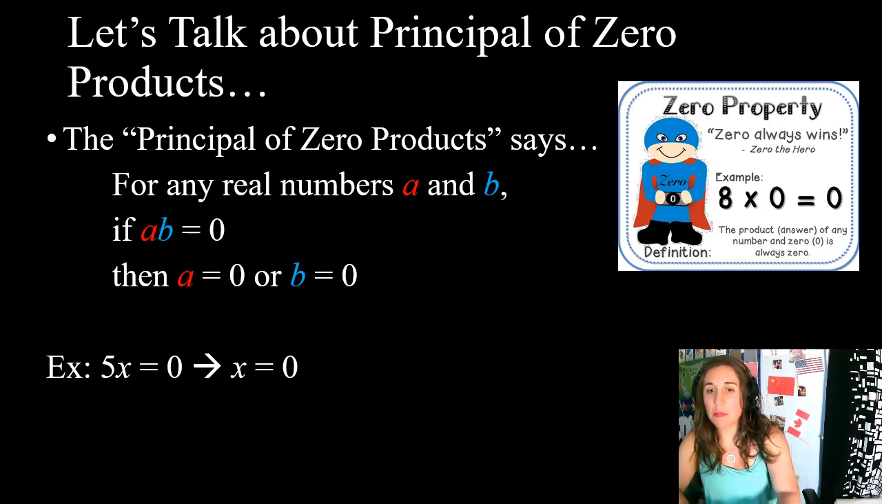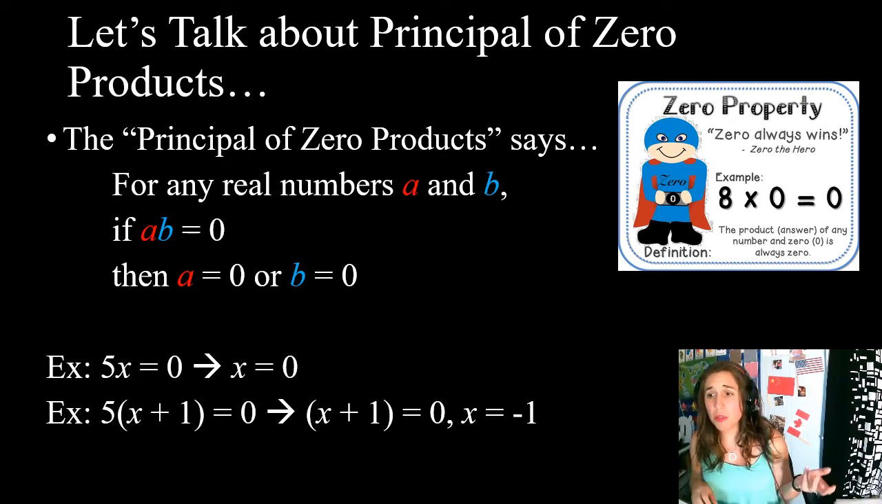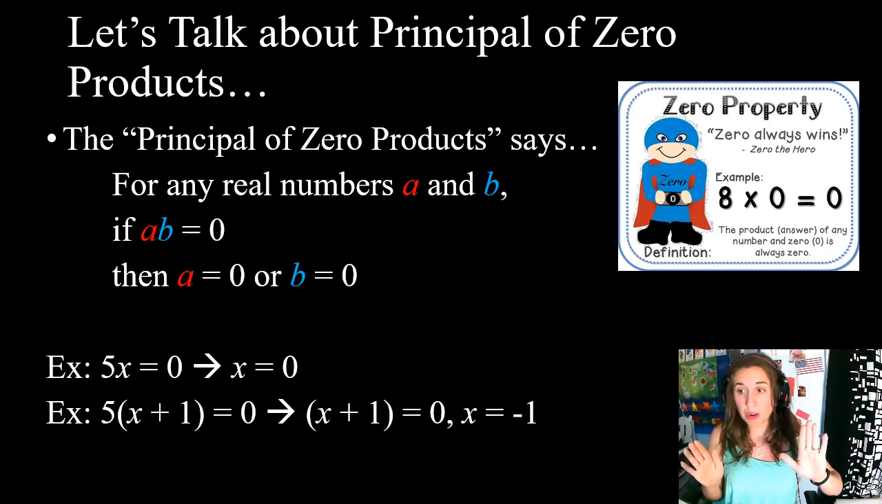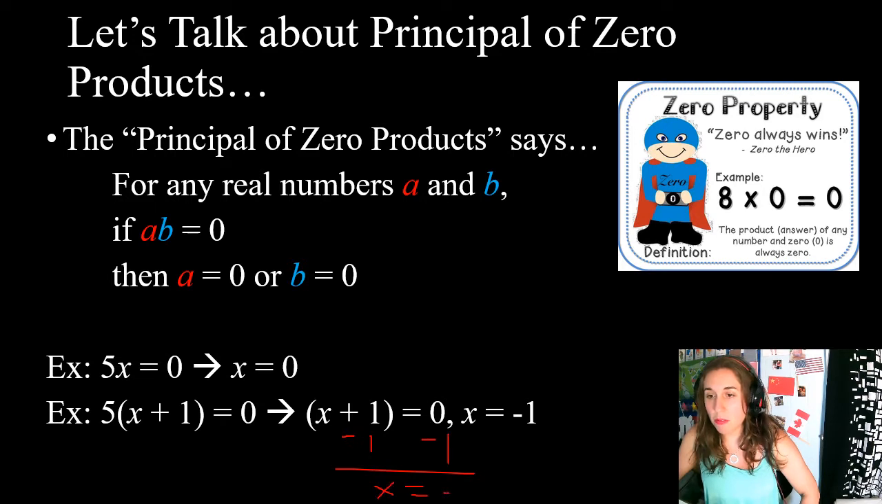Let's look at a second example. In this example, we have 5 times quantity x plus 1 equals 0. So again, the principle of zero products says we have two factors being multiplied together. One factor is 5, one factor is x plus 1. If they're being multiplied together and they equal 0, one of those factors has to be 0. We know 5 isn't 0, so then x plus 1 has to be 0. Which means, if x plus 1 equals 0, we can just do a simple solve here, subtract 1 from each side. Then x has to equal -1, right?